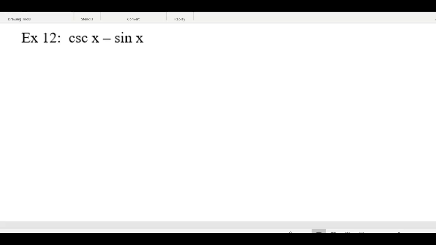All right, so right out of the gate, I don't like cosecant. I'm going to rewrite it in terms of sine or cosine. In this case, cosecant of x is 1 over sine of x minus sine of x. That is one of my reciprocal identities.